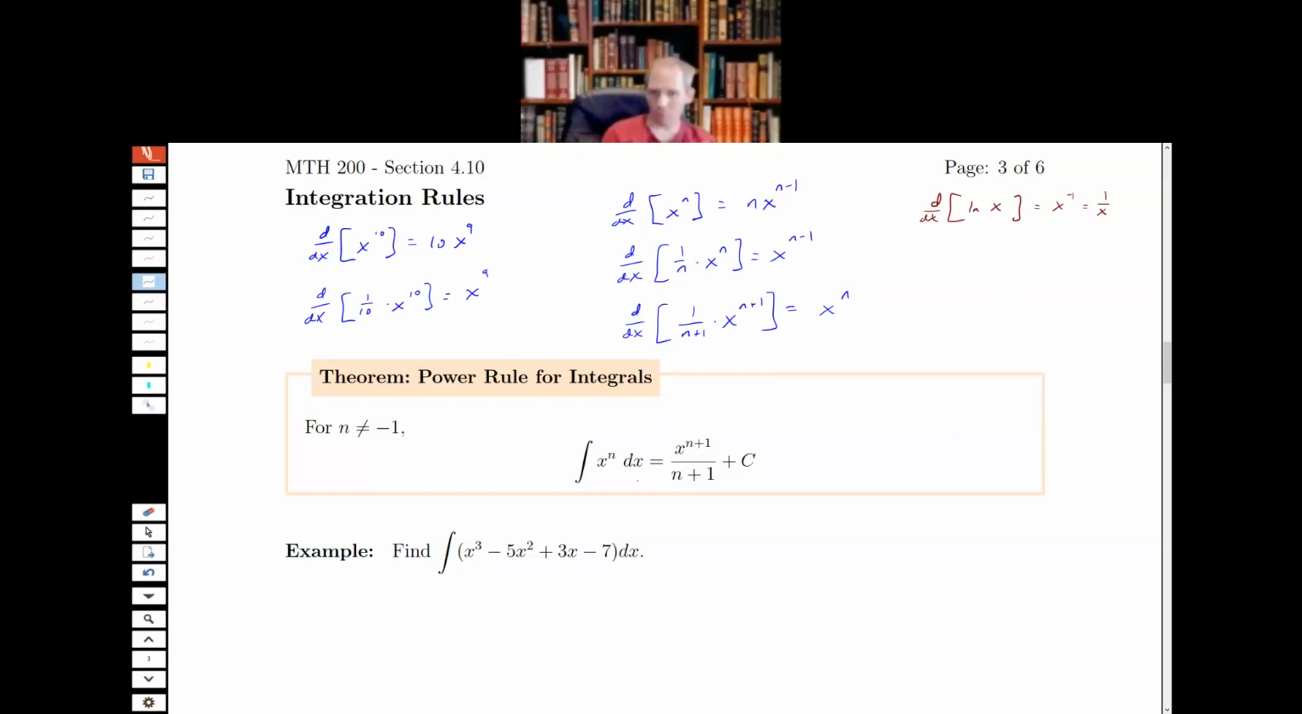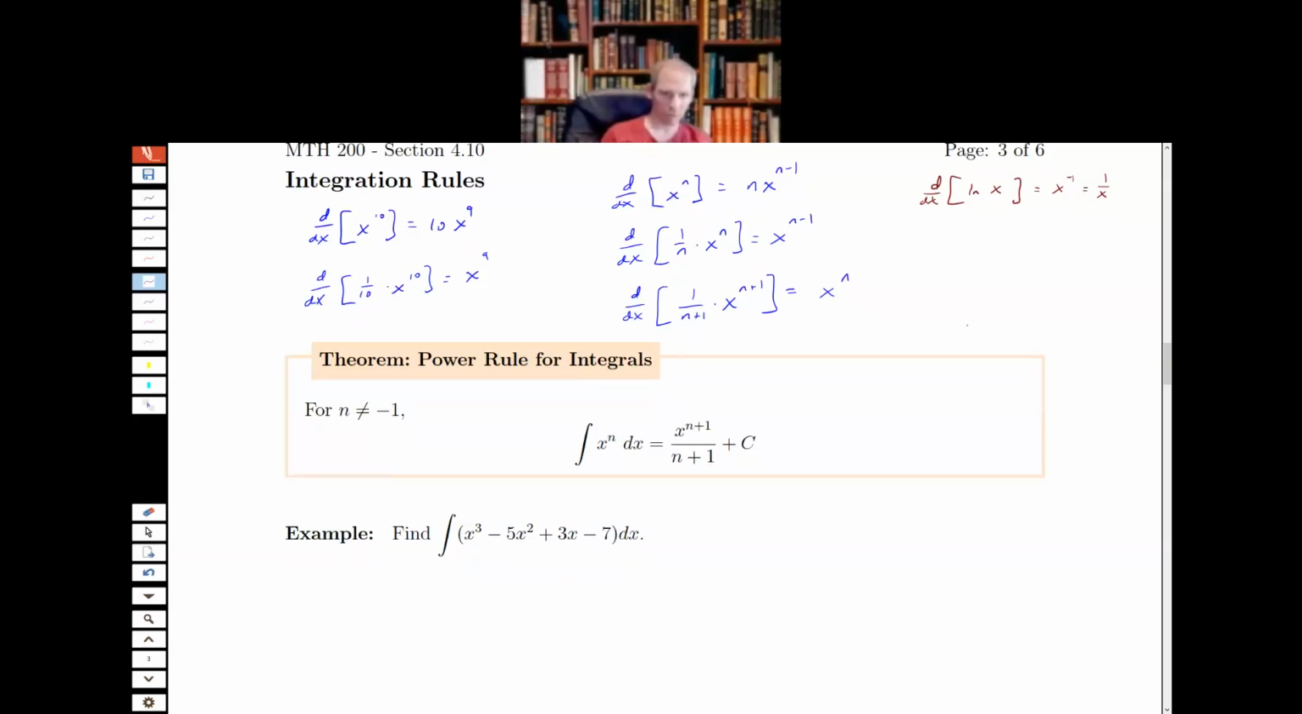Okay, so this power rule business for integrals works for any power except the negative 1 power, but we'll cover that separately. That's going to figure that with a log. Okay, but never mind that for now. Let's just look at this power rule.